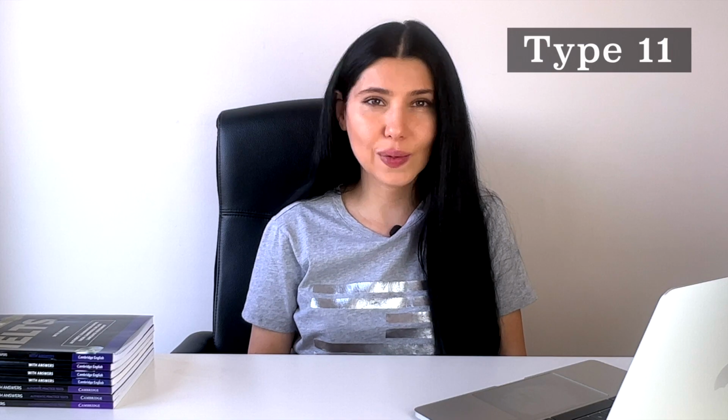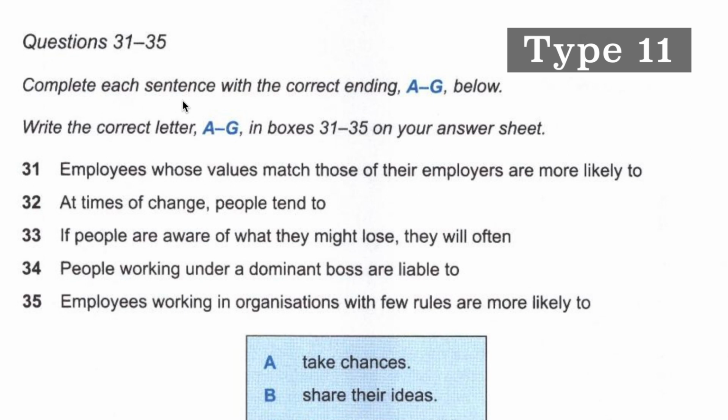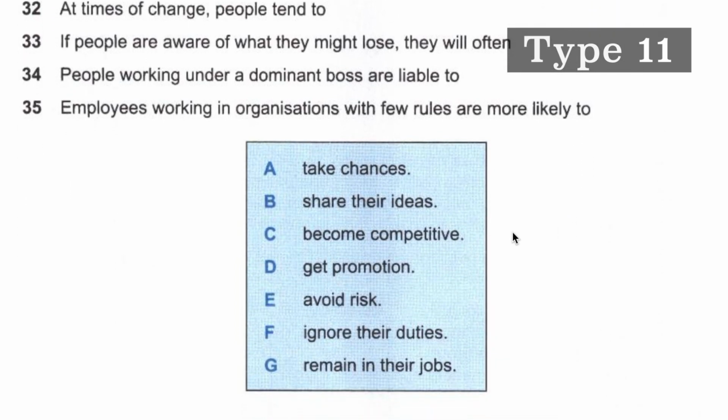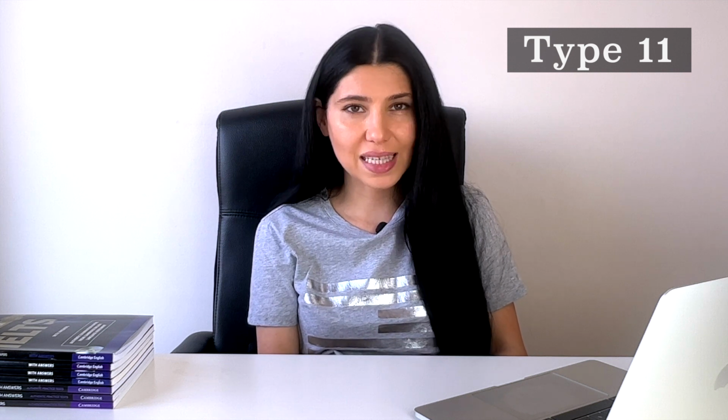Next matching task looks like this. Complete each sentence with the correct ending A to G below. Write the correct letter A to G in boxes 31 to 35 on your answer sheet. You need to complete each sentence with phrases given in the box. As you can see, you have more letters than questions, so some won't be used. All ideas come from the passage, obviously, so make sure they correspond to the information given to you in the passage.